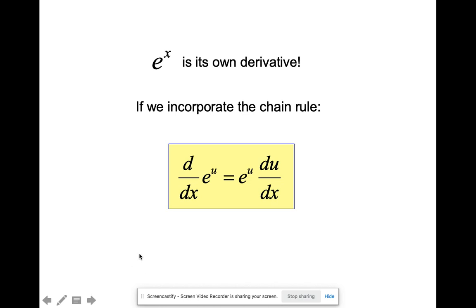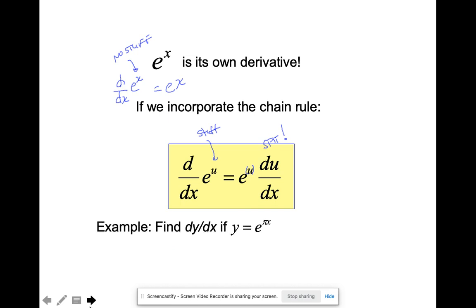Incorporating the chain rule, right? So taking the derivative with respect to x of e to the x, no stuff, is just e to the x. But the derivative of e to stuff is e to the, don't touch the middle, spit out the derivative of the middle.